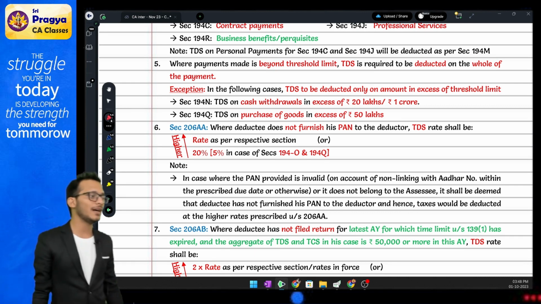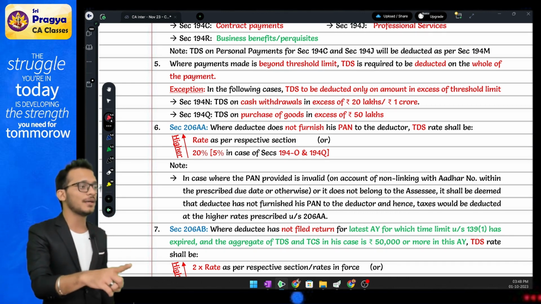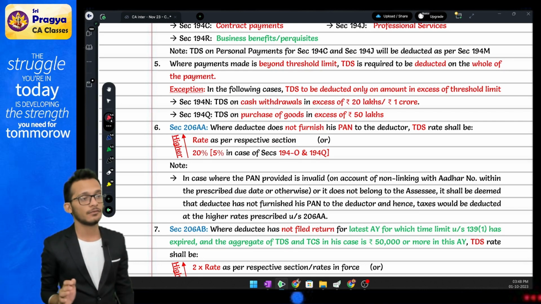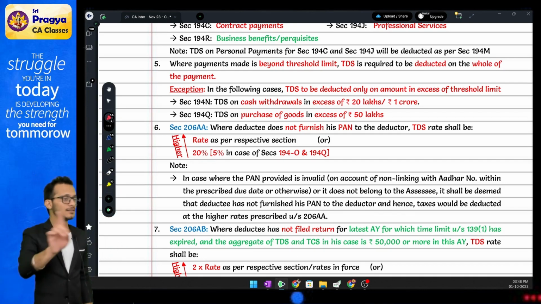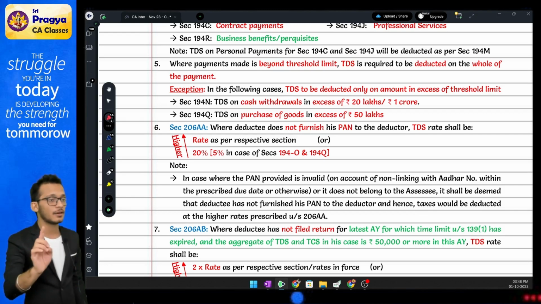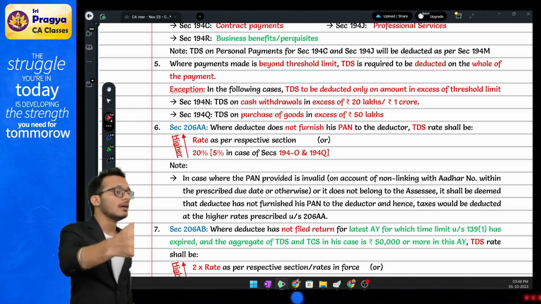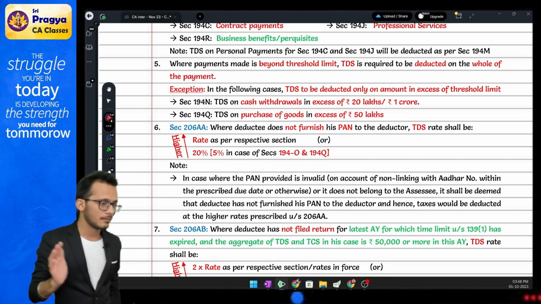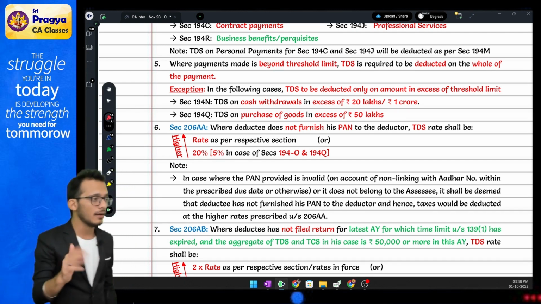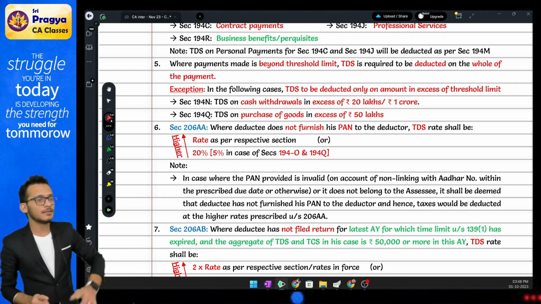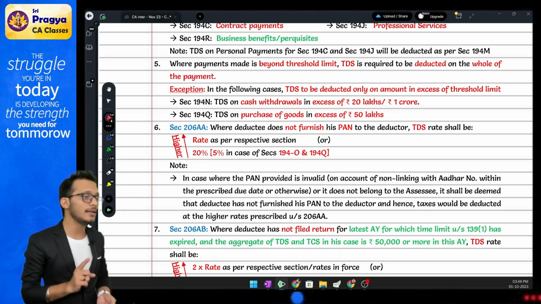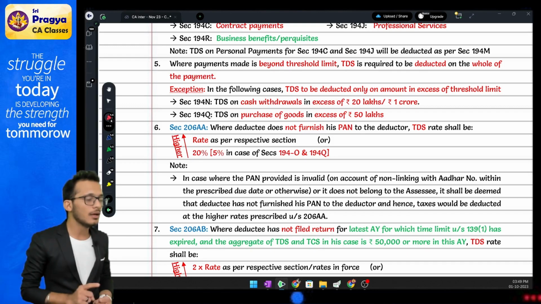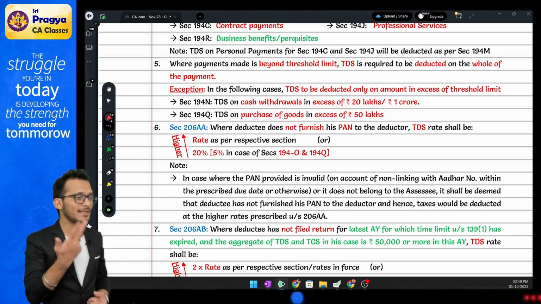If the other person has filed his return for the last assessment year on time, this is an amendment for the current year. You have to file the return of the latest assessment year on time, and the TDS in that return should have been more than 50,000. If the latest return you filed is not filed on time, and I find the TDS in that is more than 50,000, I will come and say that the rate will now become twice the rate or 5%, whichever is higher.